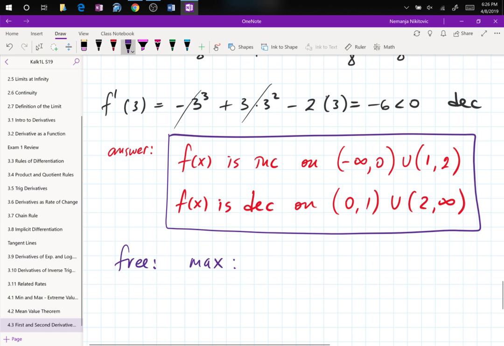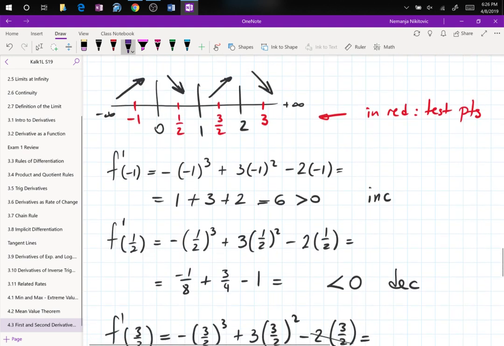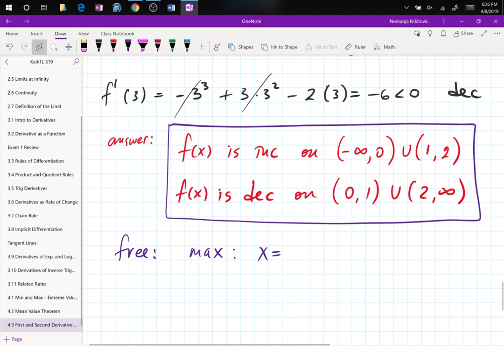So max values at x equals 0 and 2. And minimum x equals 1.